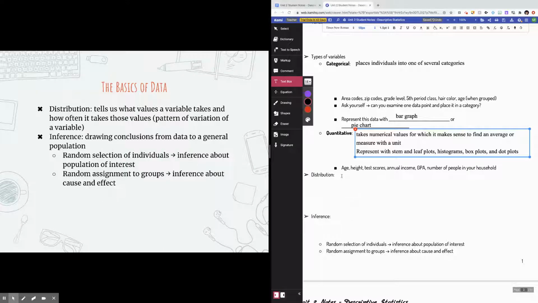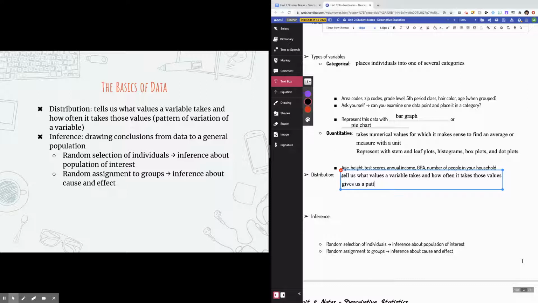Okay, then let's talk about what a distribution is. A distribution gives us all possible values of a variable and then how often it takes on those values. So it tells us what values a variable takes and how often it takes those values. It gives us a pattern of variation of a variable.